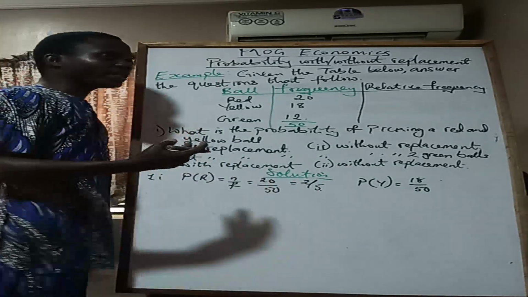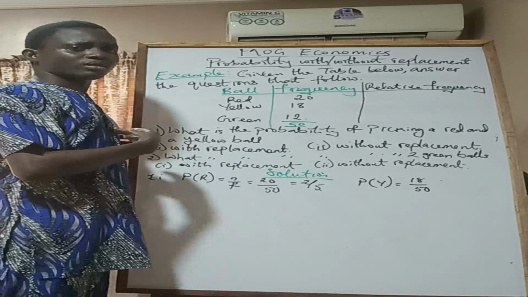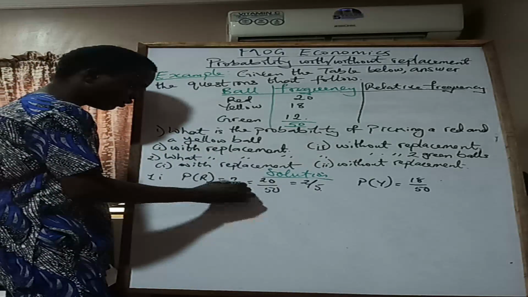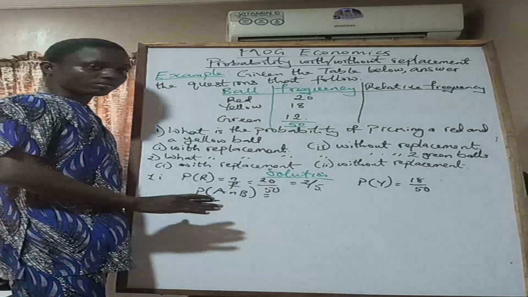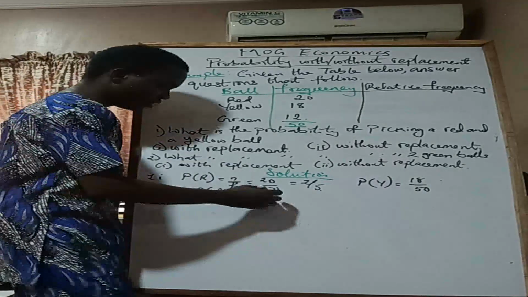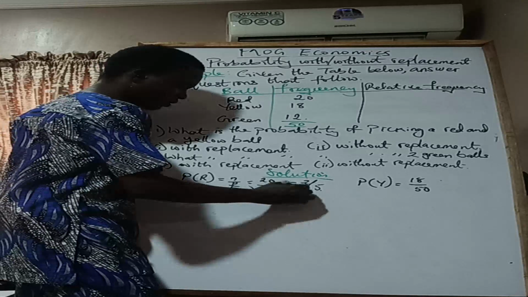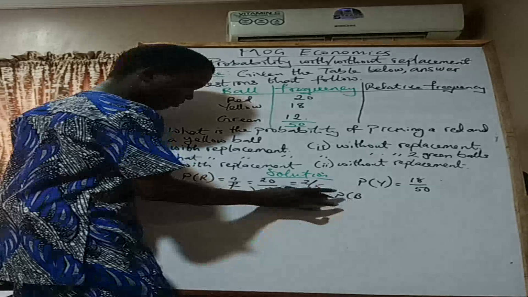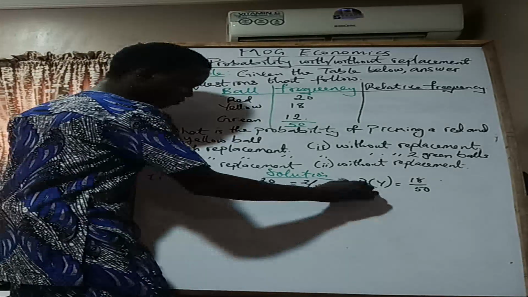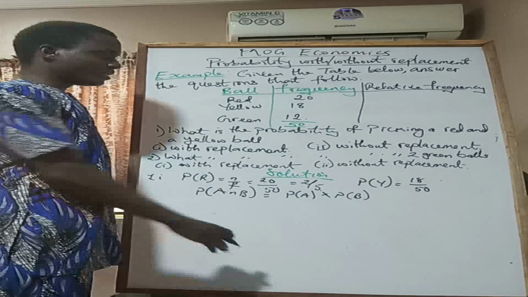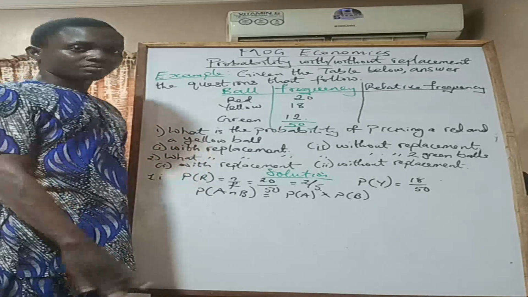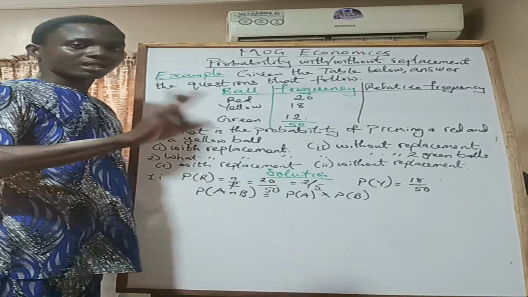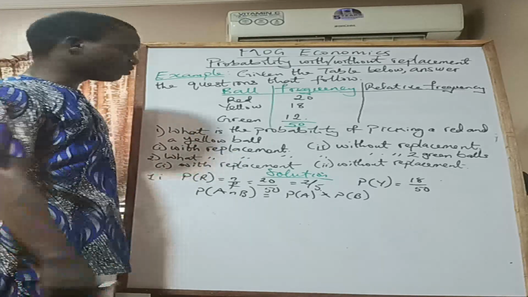So the formula for and: probability of A intersection B is simply the probability of A multiplied by the probability of B. And these are for independent events. We are going to talk more about independent events, there's a class for that, so you are going to understand it very well.